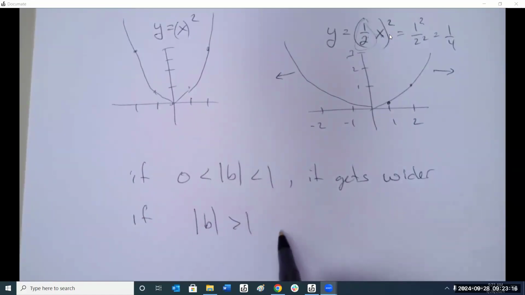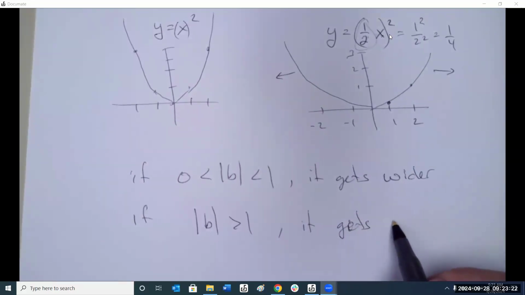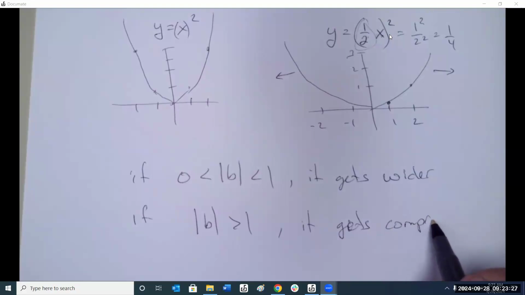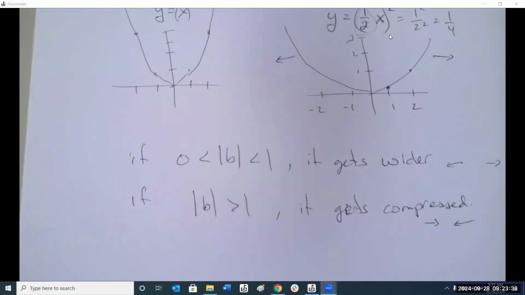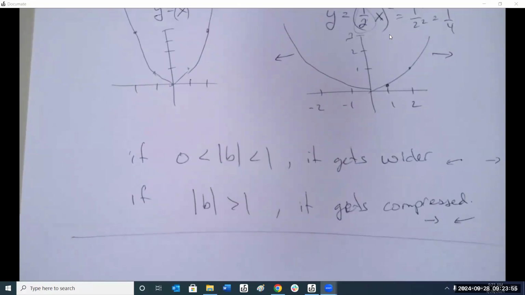If the absolute value is greater than 1, it gets shrunken, or I don't want to say this, compressed. The graph, the walls come in, the walls go out. So that's b. Remember, it's going to be opposite. So if it's a fraction, it'll get wider. If it's a big number, it'll get smaller. So that's inside the function.